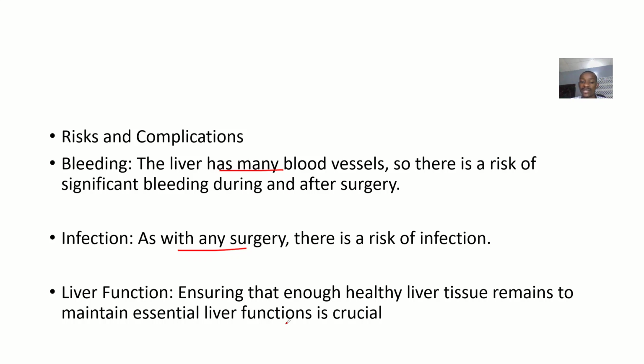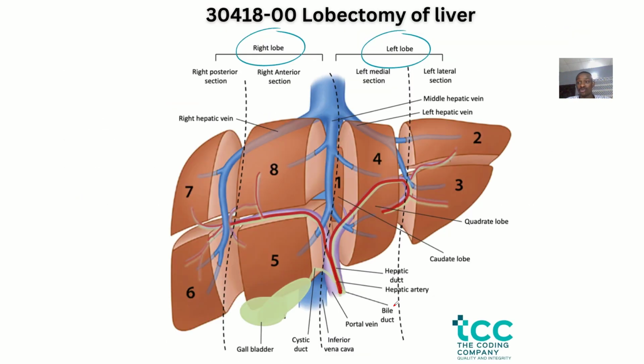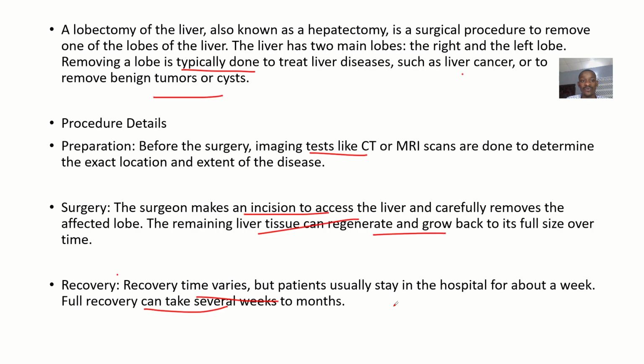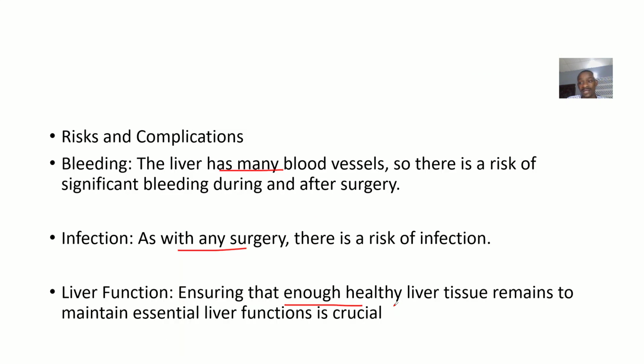Liver function: ensuring that enough healthy liver tissue remains to maintain the essential liver functions that we have. So that's just an overview. We're not here to do the surgeries. We're just here to tell you what this surgery means, how it is done, the purpose, and the risks. So I think that's it for the lobectomy of the liver: the overview, procedure, risks, and complications.